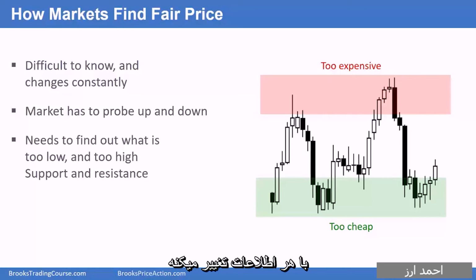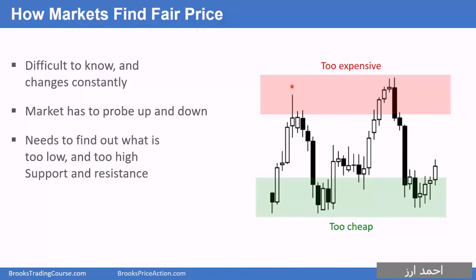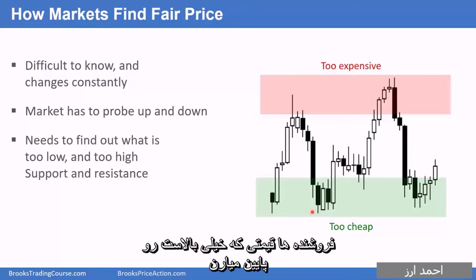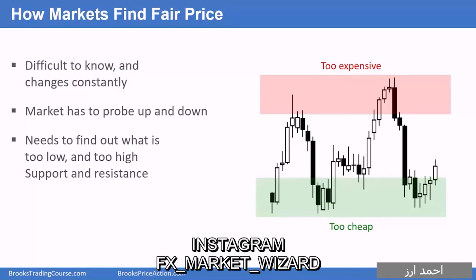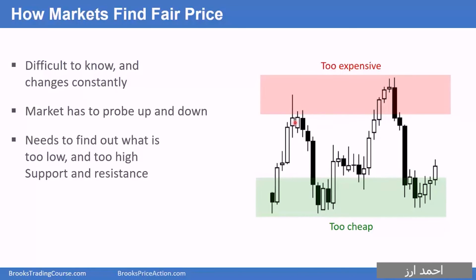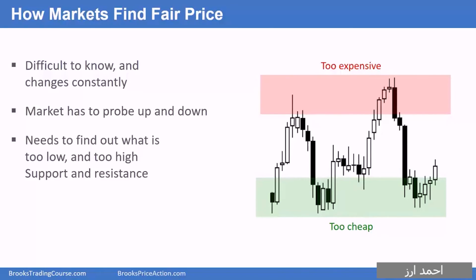It's constantly changing with every piece of information. It's difficult to know exactly what the fair price is. The market's constantly probing. If it runs out of buyers and sellers come in very aggressively, the price is too high, it goes down. If all of a sudden it gets too cheap, a lot of buyers come in and the sellers stop selling at this price, they're only willing to sell higher, price goes up. The market's always probing to find out what too high is, what too expensive is, and what too cheap is.